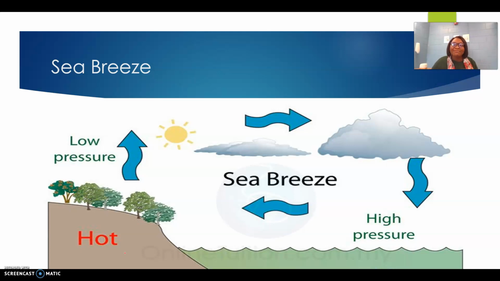Sea breeze. Please take some time, pause me, and let's draw this picture. You want to make sure you're using all of the colors Miss Neville uses. And we're going to go through what each of these parts on this diagram, on this model, means. It's important for us to know that sea breeze happens during the day.